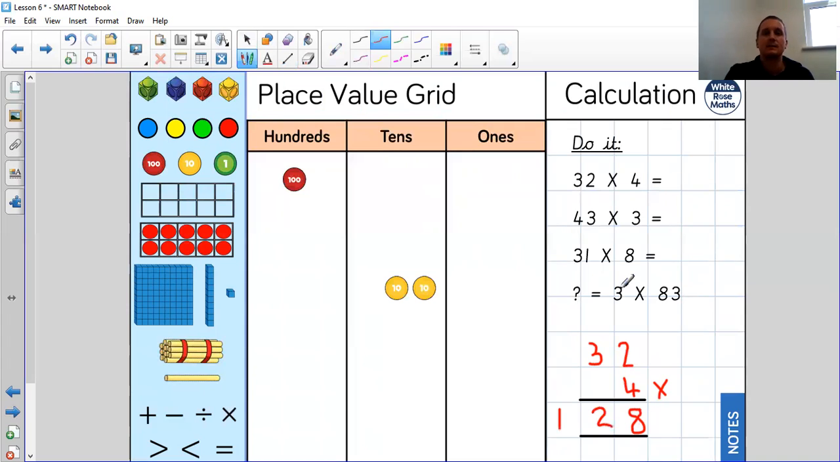128. Okay, have a go at the others yourself. You can pause the video now and do this, and then we'll move on to our misconception.